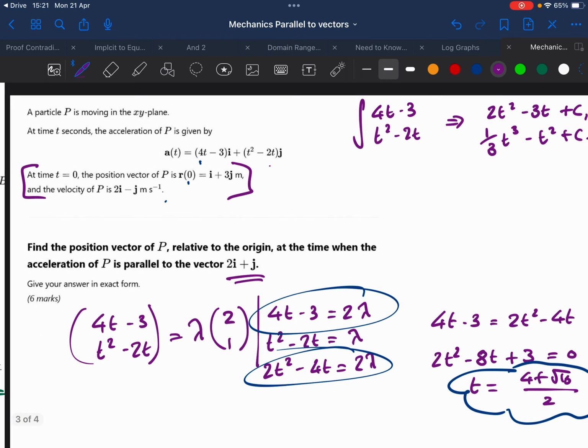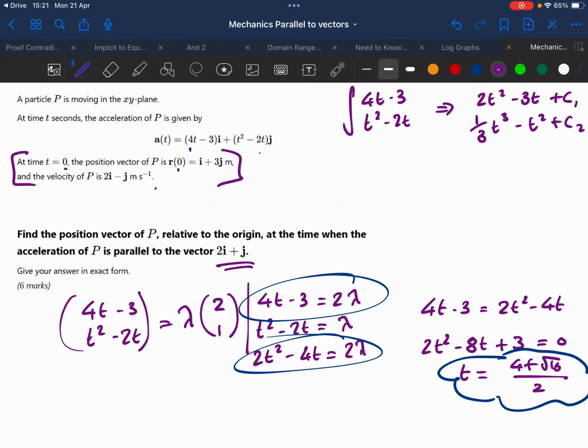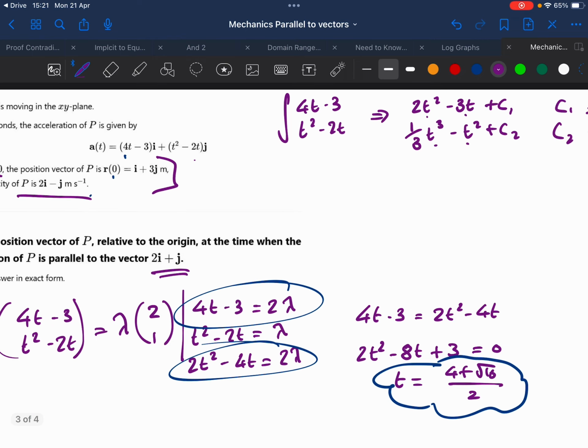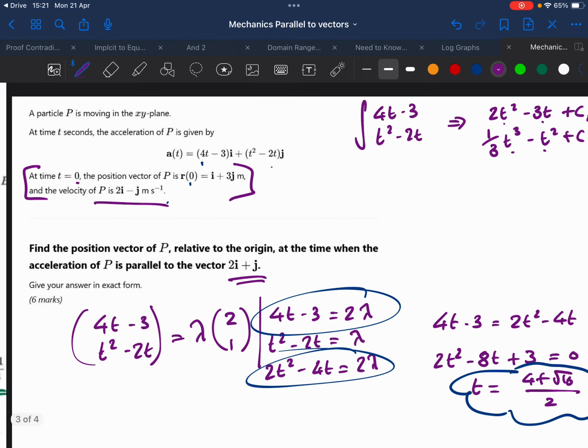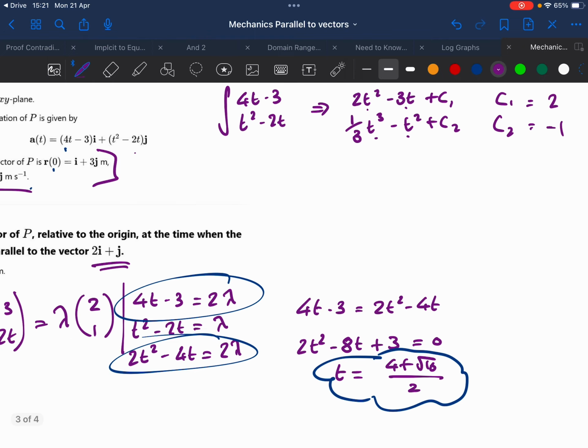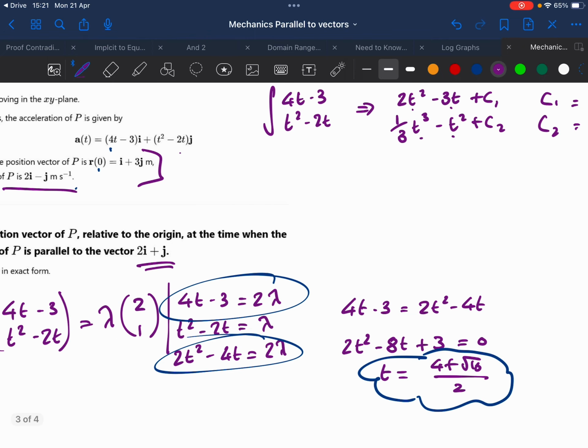We've got to read this piece of information carefully. At time 0, velocity is 2, minus 1. So by inspection there we can just say, because everything else is a t value, as t is 0 it would disappear. So what was that? 2 and minus 1. And then we can integrate those values.